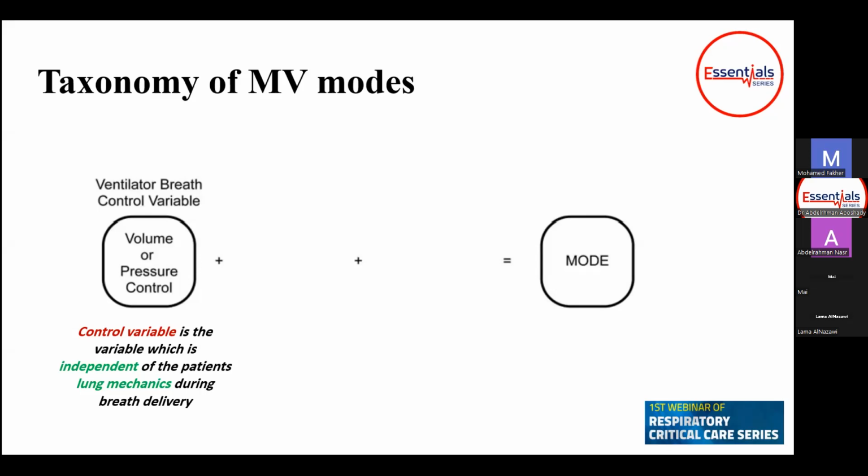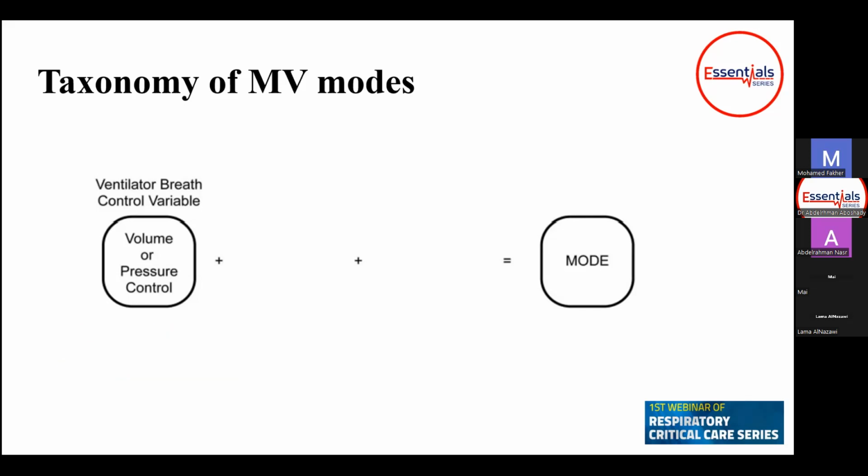And this is very essential in our topic today, dual control: how we are going to control the volume and pressure. We are going to know this later on. So this is the first component of classification of any mode, the control variable. Is it volume or pressure? The second component is the breath sequence. We have three options or three variants of breath sequence.